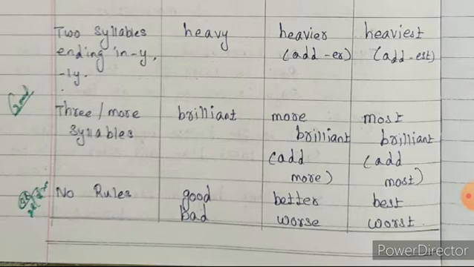For three or more syllables, take brilliant, which is a three-syllable word. We add more to the comparative degree and most to the superlative degree: brilliant, more brilliant, most brilliant. Then for certain adjectives, there are no rules. Good in the positive degree becomes better in the comparative and best in the superlative. Bad becomes worse in the comparative and worst in the superlative.